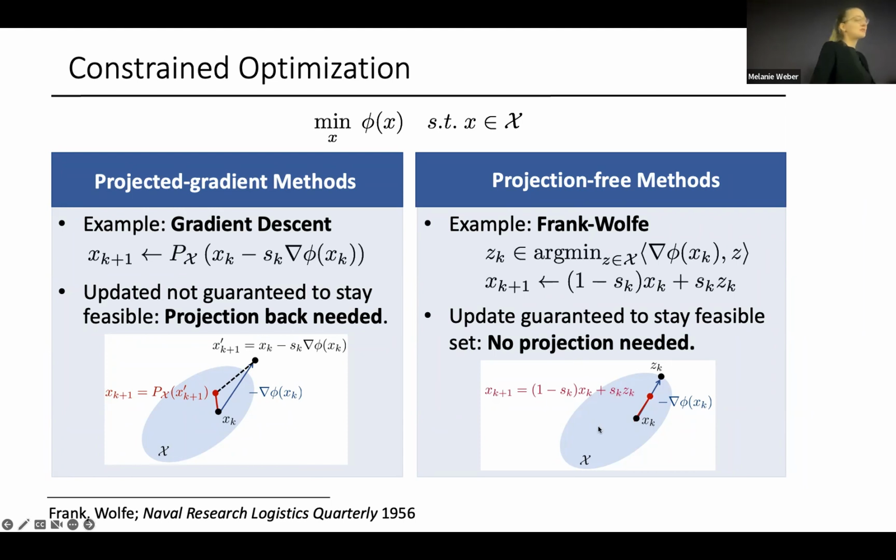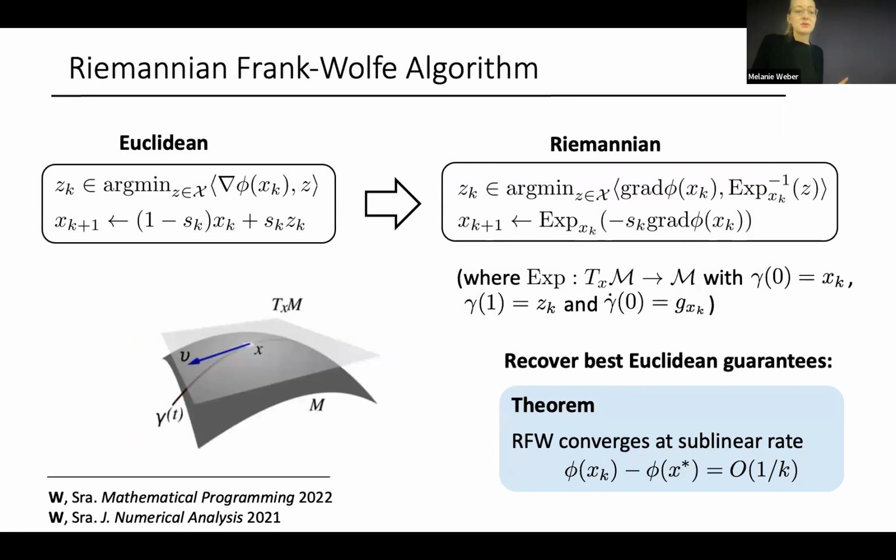So we can never leave the feasible region, and we don't have to worry about computing projections. Okay, and this basic idea is very useful for the Riemannian setting, where computing those projections can be difficult in practice. So it's very useful to have these Frank-Wolfe type methods, which can directly incorporate constraints into the problem. So our work generalizes this algorithm to Riemannian manifolds.